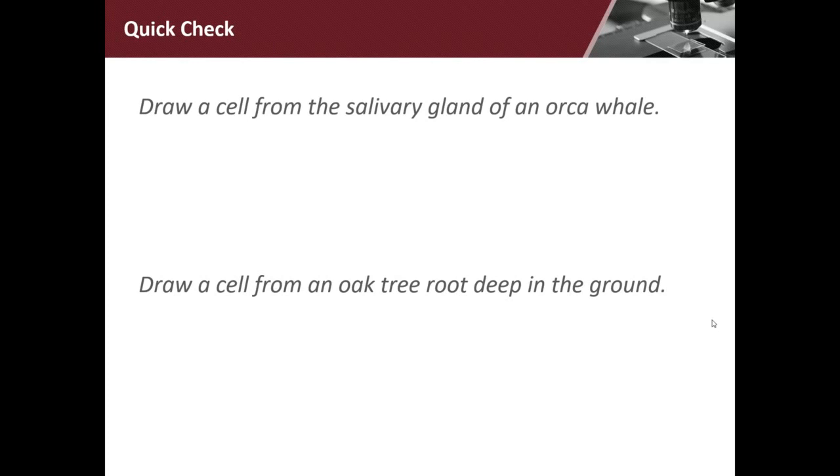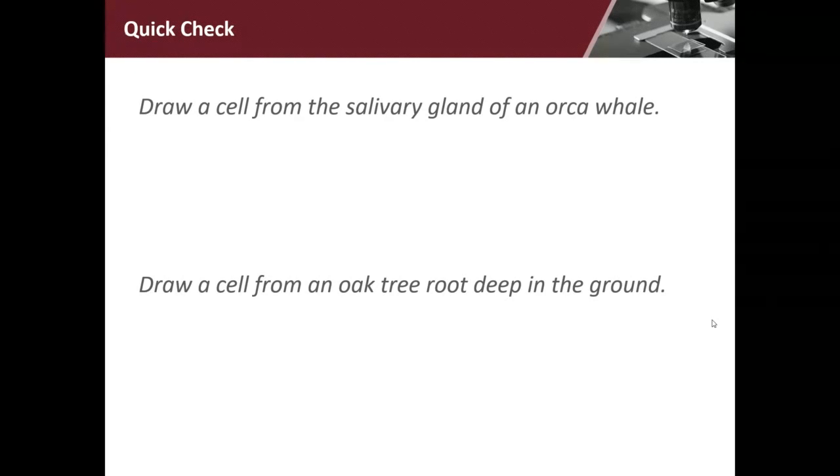So I have a couple people asking questions. The nucleus. Oh, so yes, it wouldn't have been wrong if you put a nucleus in the salivary gland of an orca whale, because those kinds of cells do have a nucleus. But not all cells have a nucleus, so you have to be careful. So if you didn't know these had a nucleus, then it wouldn't have been right to draw that. But in this case, it was right.